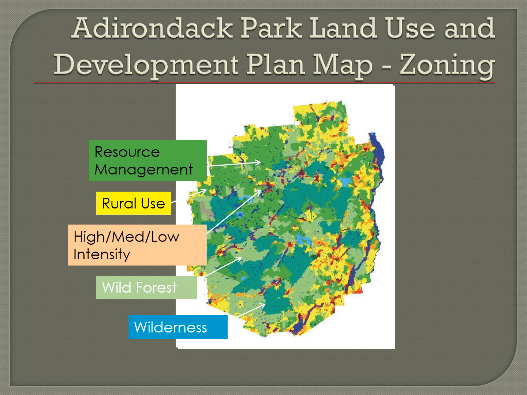Resource management is really the private timberlands managed mostly for forest products. Rural use tends to be agricultural in nature. You can see that it's mostly on the periphery of the park. The other two classes there, wild forest and wilderness, those are state land classes. That's public land. So those are the big chunks that you hear a lot about, like the High Peaks Wilderness, which is right in the middle of the park.